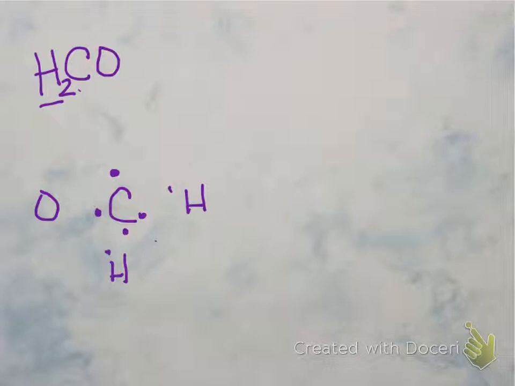And I'll put those on each hydrogen. And then oxygen's in group 16. So oxygen has a total of 6 valence electrons. Now, when we go to draw some bonds, this is easy.